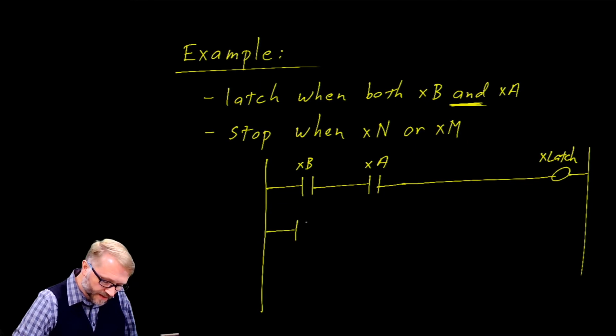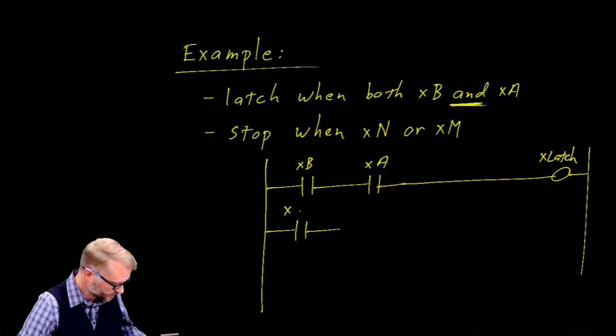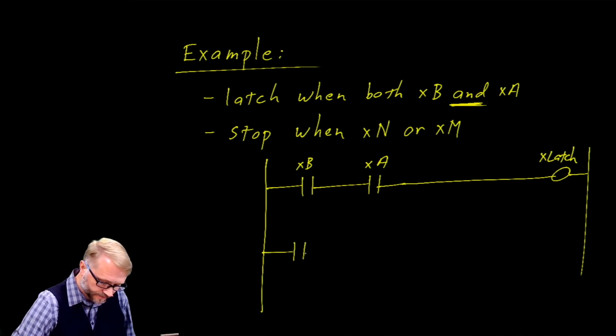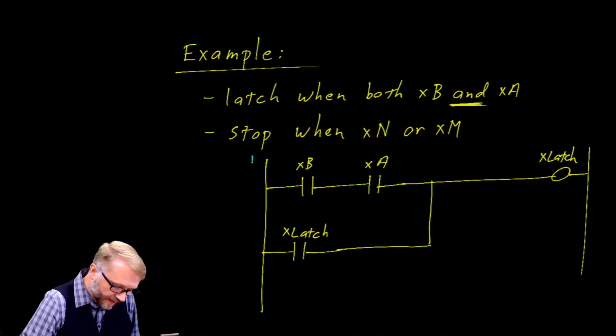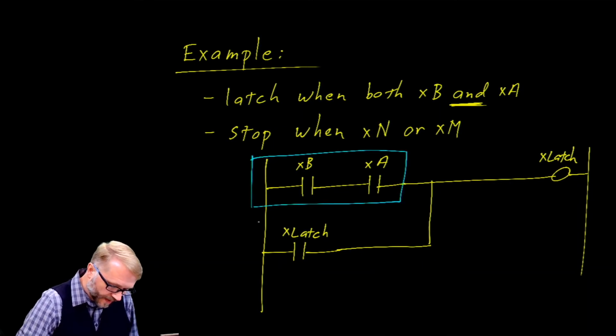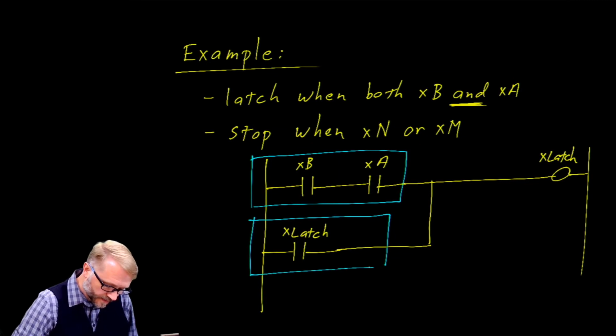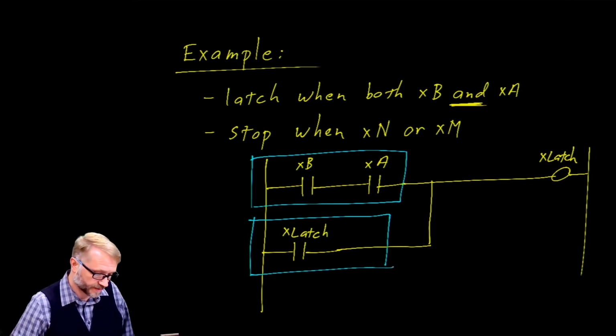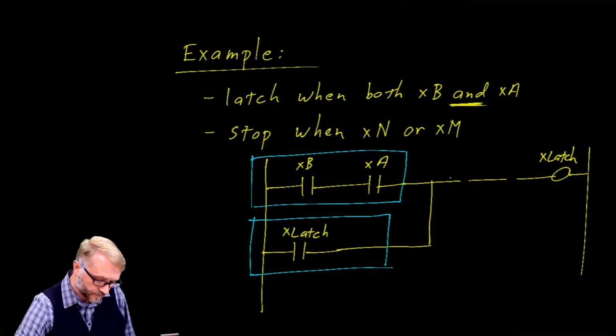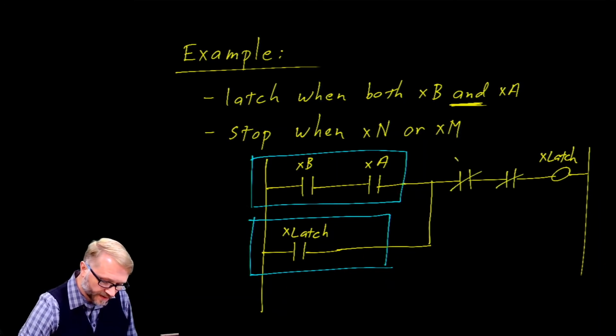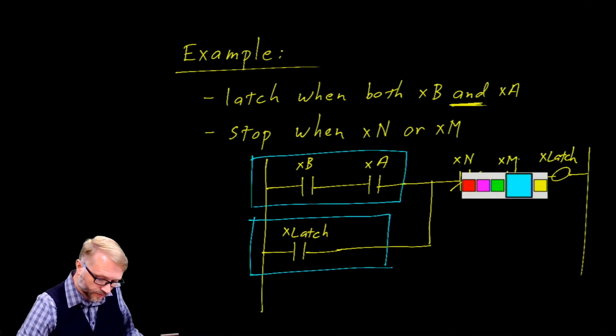We know that the latch contact must appear down here as part of the holding circuit. Let's give us a little more room to do this. So here we have the activation circuit and the holding circuit. We need to add the stop circuit or the release circuit. To do that, we can break this here and here. And if we add two normally closed contacts, one for Boolean N and one for Boolean M, we are all set.